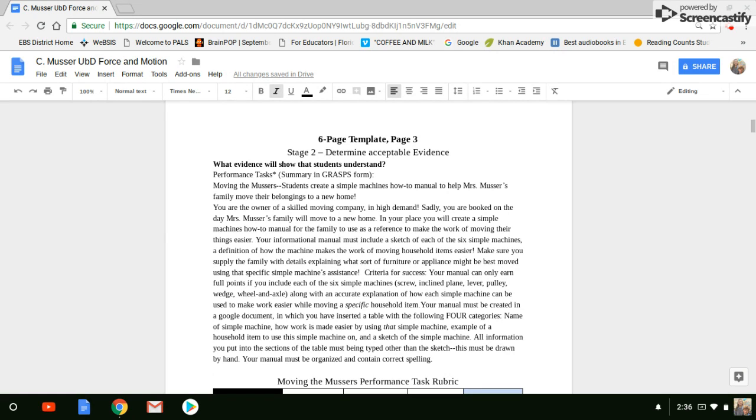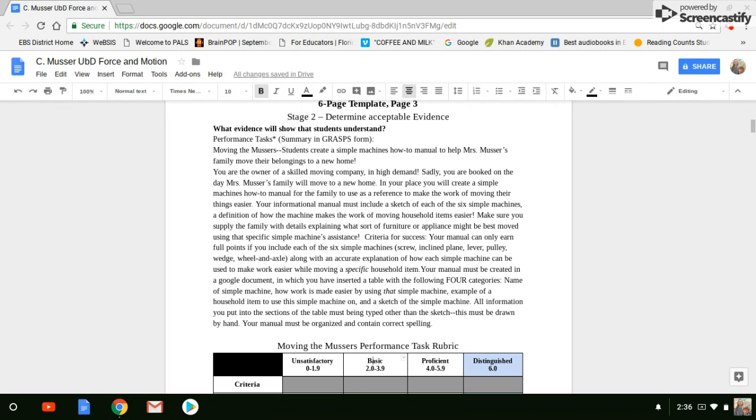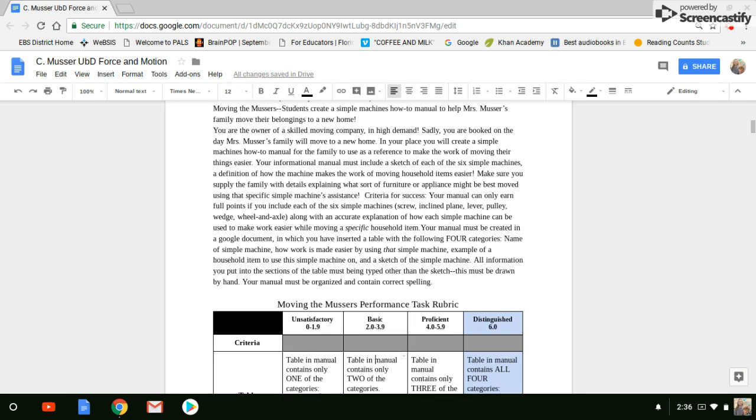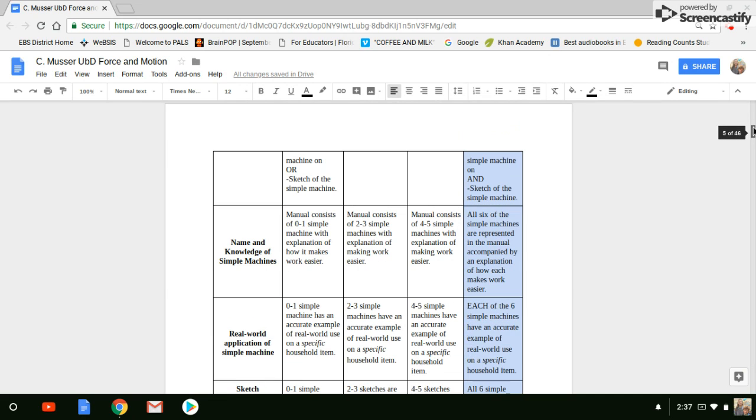and they are a moving company, and they're going to help my family move, but they can't be there with us. And so this performance event gives them the opportunity to show what they know about simple machines using a specific simple machine with a specific household item. Now, something that's really important for this performance task is providing our students with the rubric.